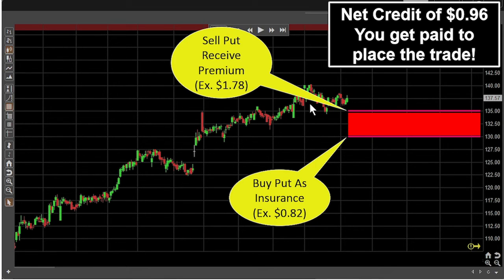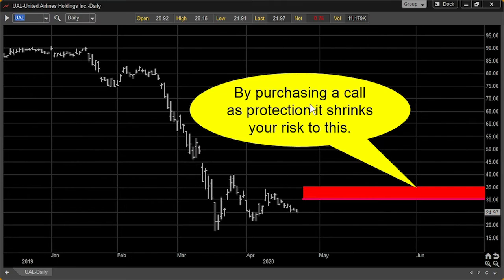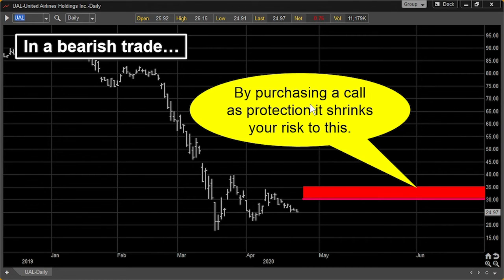Now, 96 bucks, big deal, right? Well, if you did that on 10 contracts, you can collect $960. If you did it on 20, $1,800. Well, more than $1,800, but you can do the math. Okay? Now, by purchasing a call as protection when you're bearish, same idea. It can reduce your risk down, in this case, to $5. If United Airlines had some big sudden move up to $80 a share, yes, you have the obligation to sell stock at $30, but now you have the right to buy it at $35. You've protected yourself in that bearish trade.